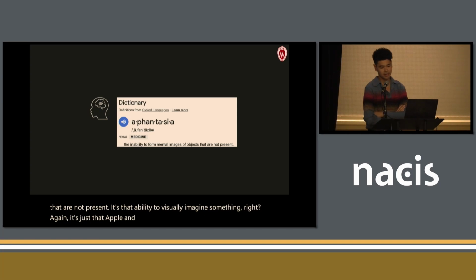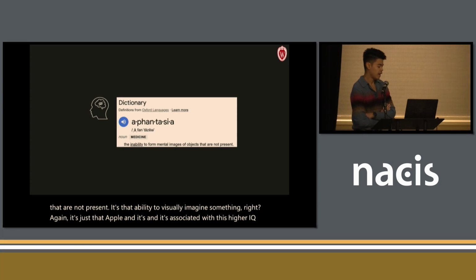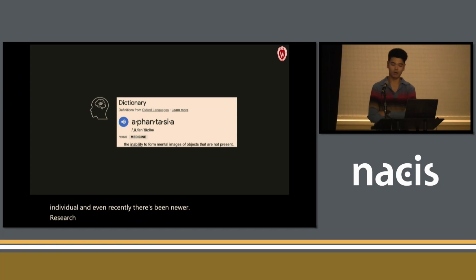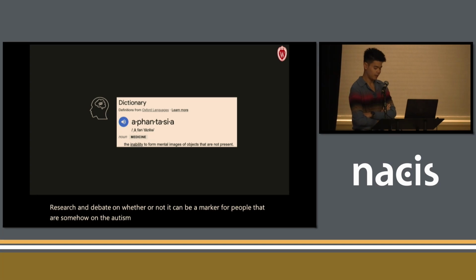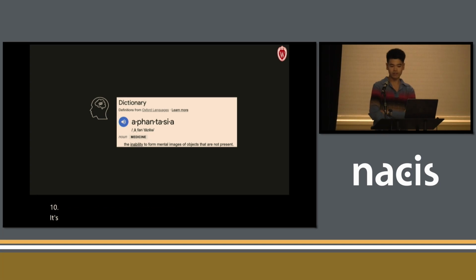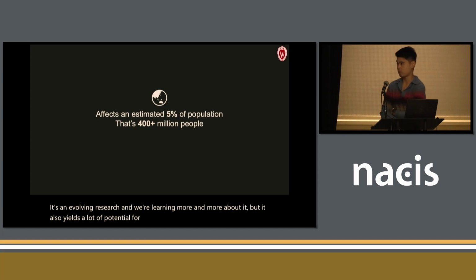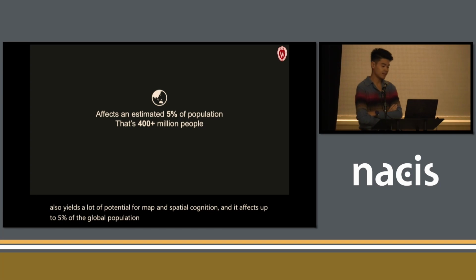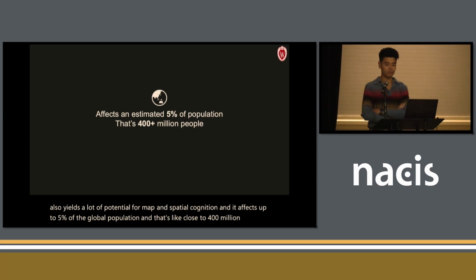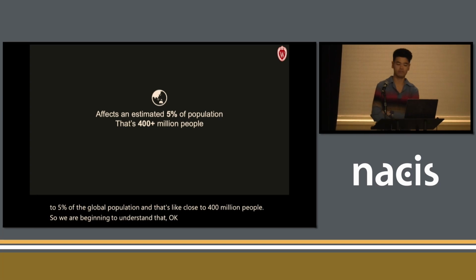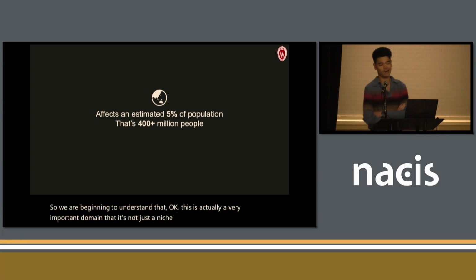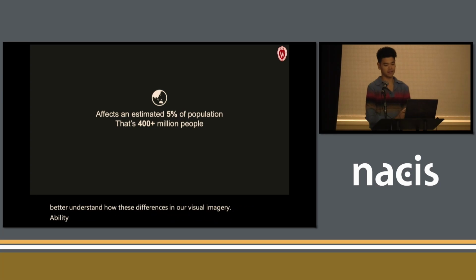And it's associated with higher IQ individuals. And even recently, there's been newer research and debate on whether or not it can be a marker for people that are somehow on the autism spectrum disorder. And it's evolving research, and we're learning more and more about it, but it also yields a lot of potential for map and spatial cognition, and it affects up to 5% of the global population, and that's close to 400 million people. So we are beginning to understand that this is actually a very important domain, that it's not just a niche thing. We need to be able to better understand how these differences in our visual imagery ability actually affect people.